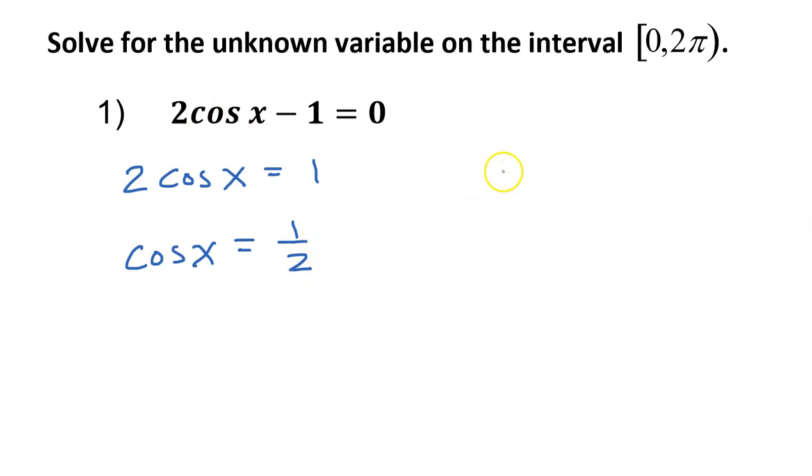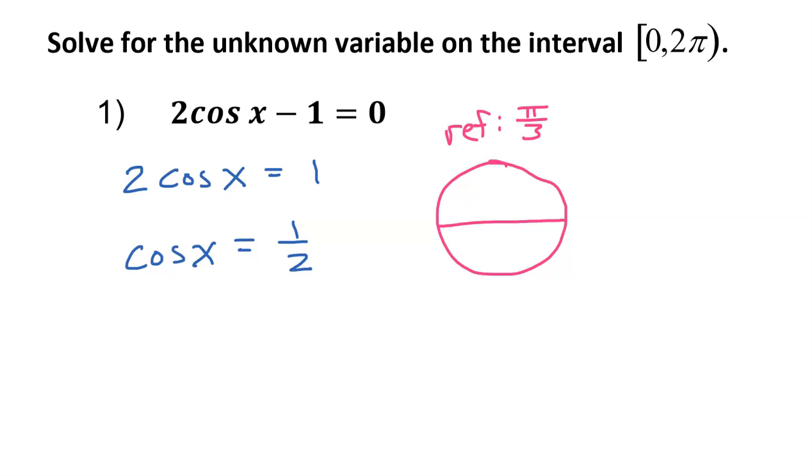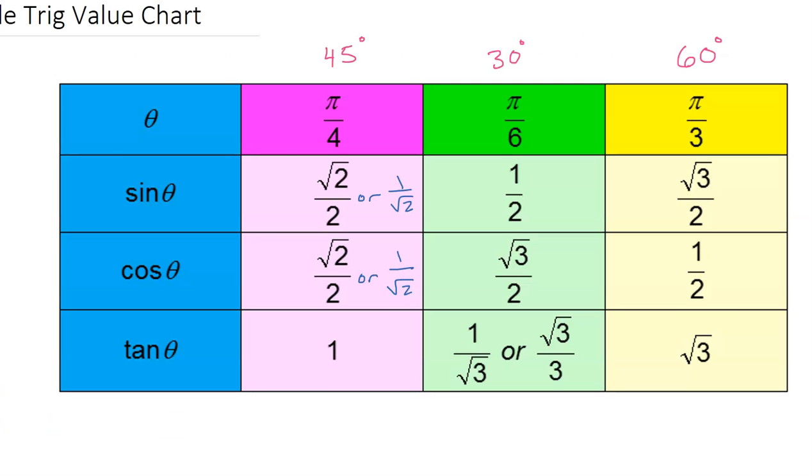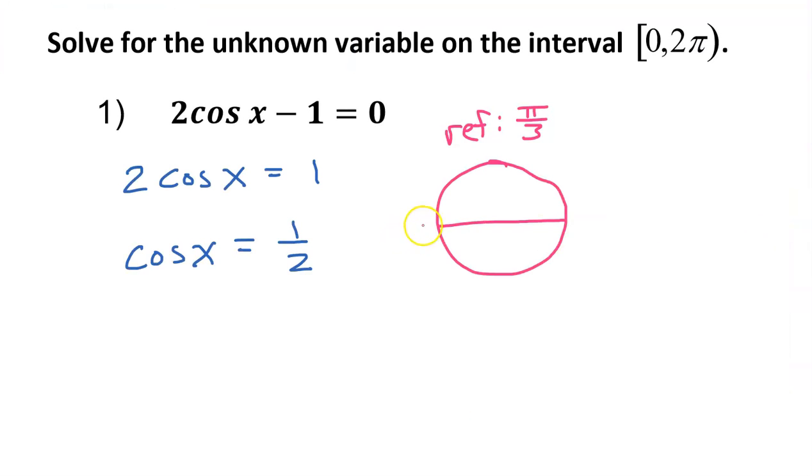What is the reference angle? You should be asking yourself, the cosine of what angle is equal to 1/2? The reference angle is pi over 3. I'm getting that right off the chart here. The cosine of pi over 3 is 1/2. There are 4 angles that have a reference angle of pi over 3. There's 1 in each quadrant.